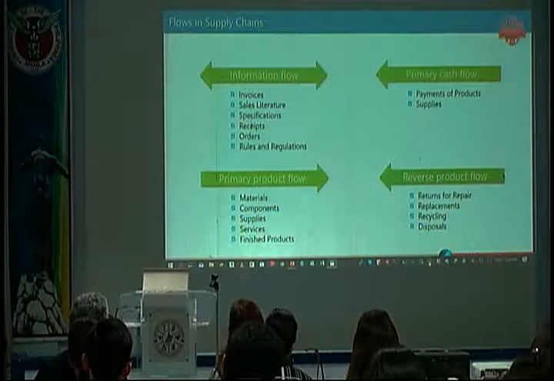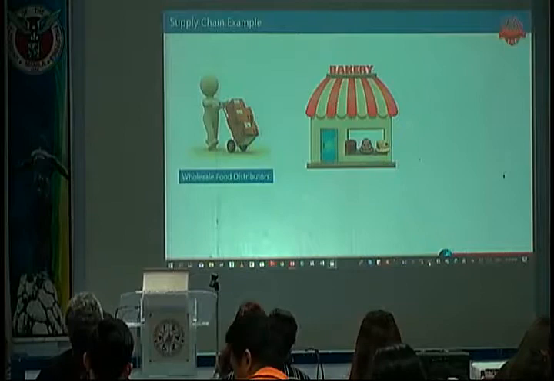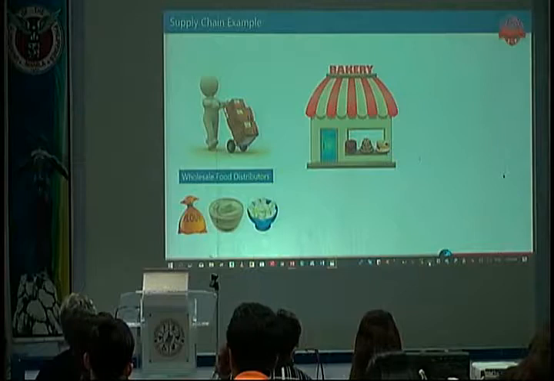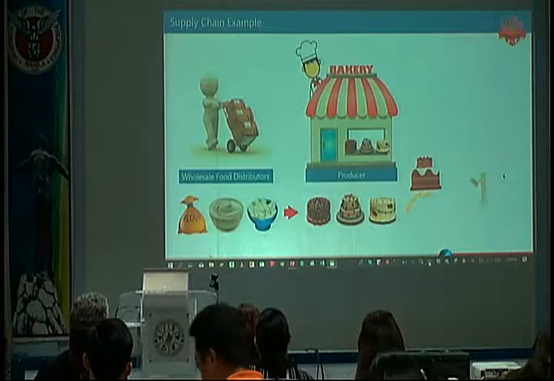Supply chain example. Consider a supply chain model of a bakery who sells a variety of cakes, and this baker is one end of a supply chain. In this case, a supplier is a wholesale food distributor that provides ingredients such as flour, cream, and sugar. The bakery is the producer who turns those ingredients into a variety of cakes. The bakery is operated by an owner who is the retailer and who sells these cakes to the customer.